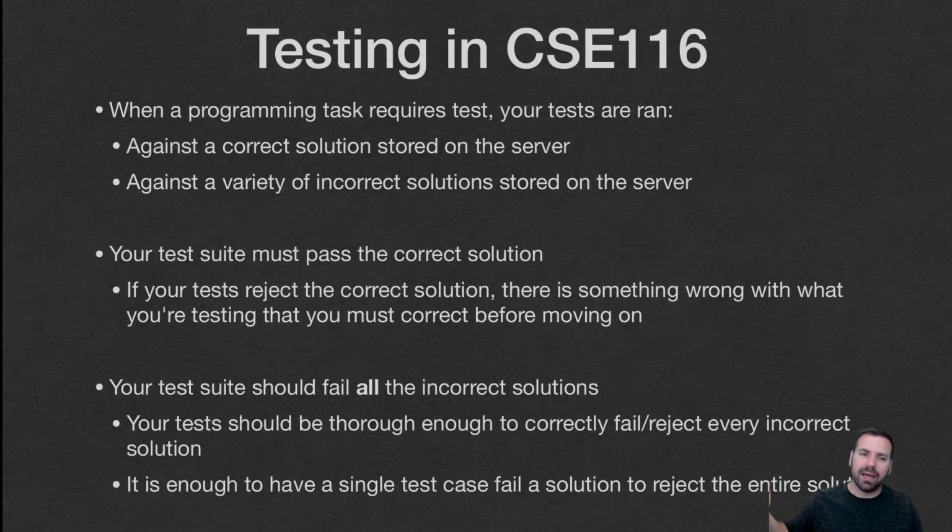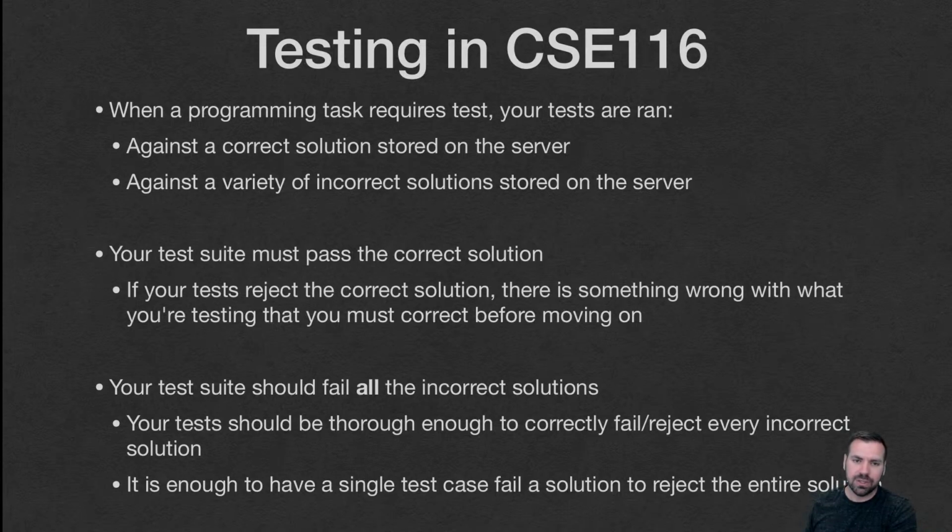And then on Autolab, there are multiple solutions. There's one correct solution, so a solution to the programming task that is correct. It will return the correct output on every single input, and a variety of incorrect solutions, all on the server. So there's a whole bunch of solutions on the server. One of them's correct, and the rest are not correct. Autolab will take your tests, throw away your code, and run your tests against the correct solution and the incorrect solutions.